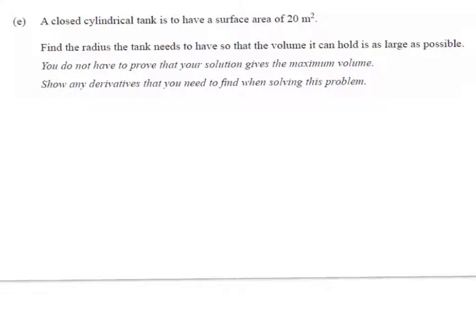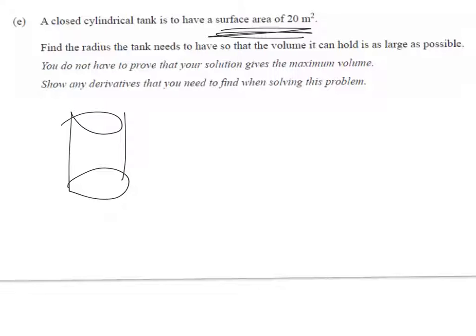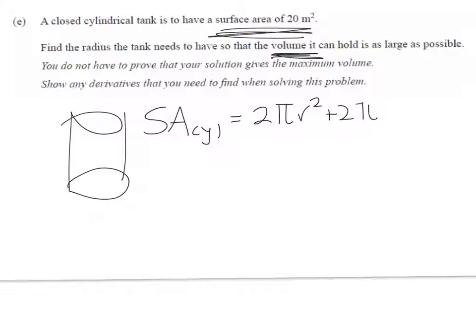Alright, we've got a closed cylindrical tank, which we'll draw, and it's going to have a surface area of 20 metres squared. Find the radius the tank needs to have so that the volume it can hold is as large as possible. So we know we're going to be working with two things. Surface area for a cylinder is given by this formula, 2 pi r squared plus 2 pi rh.